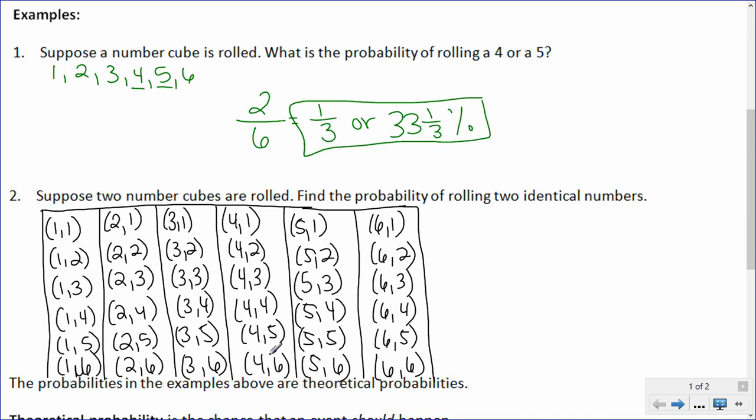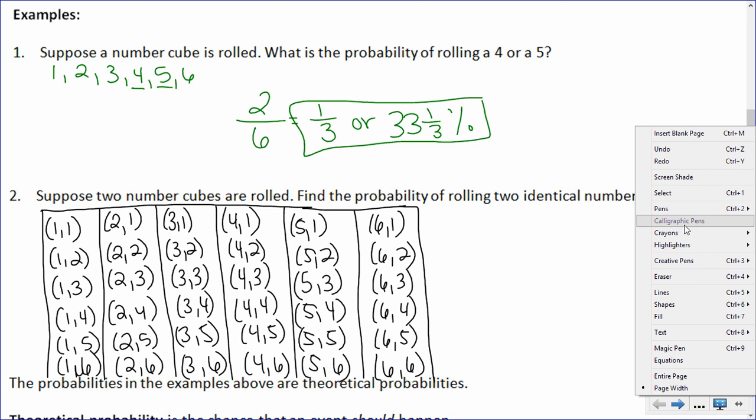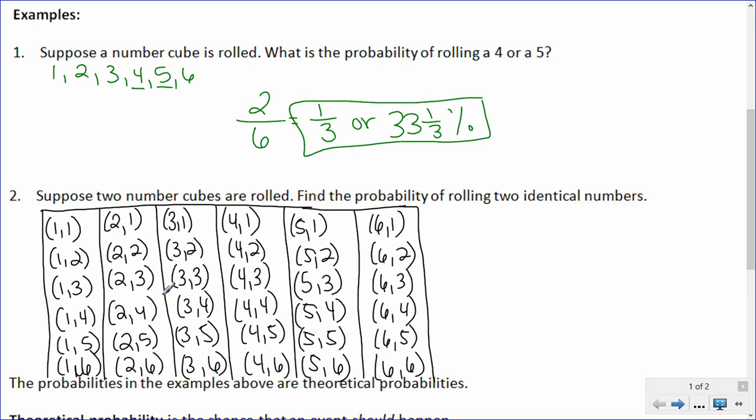So we do actually have to list out the outcomes so that we make sure that things that look similar are actually not counted as one single outcome. Well, now we want to find the probability of rolling two identical numbers. So let's look through our table and find the ones that have identical numbers. Well, you could roll two ones, two twos, two threes, two fours, two fives, or two sixes.